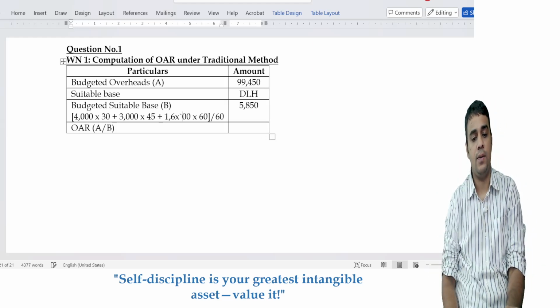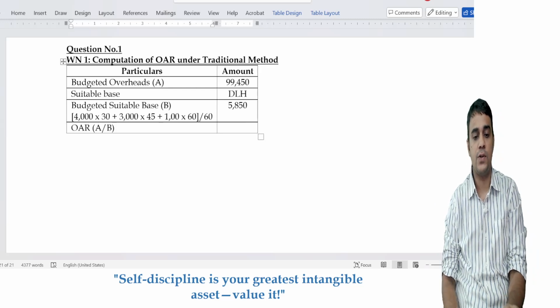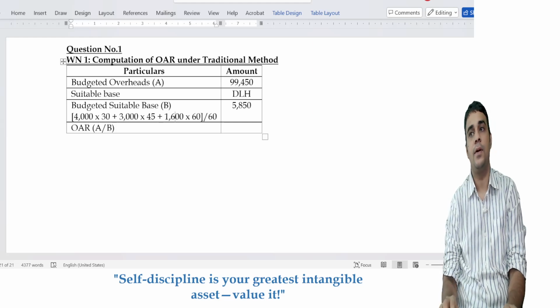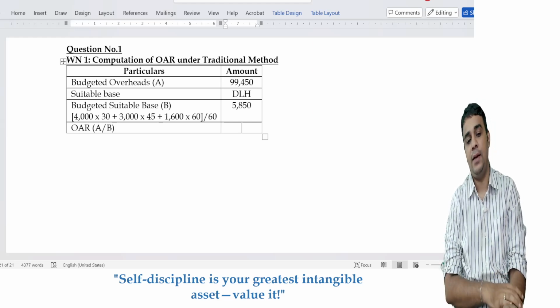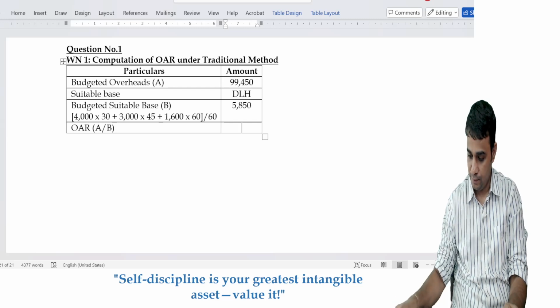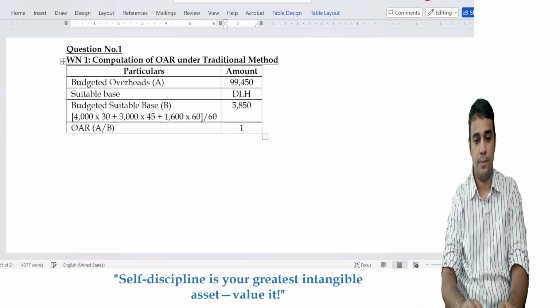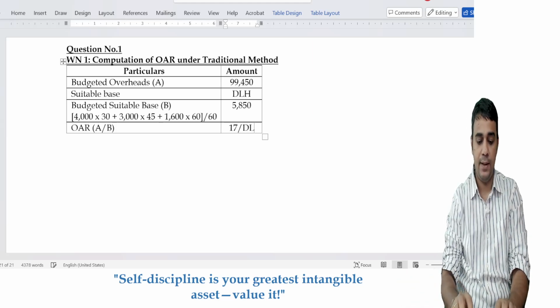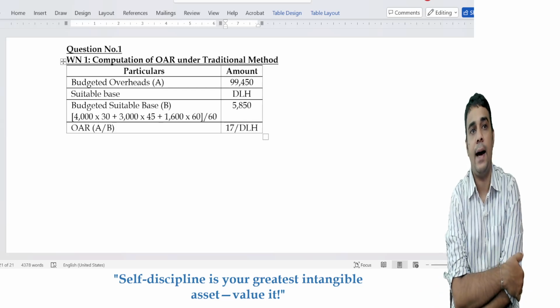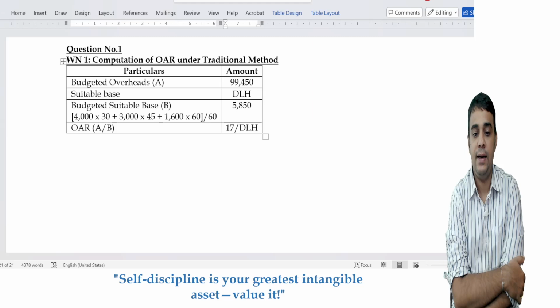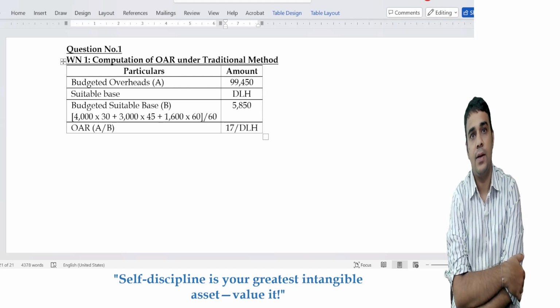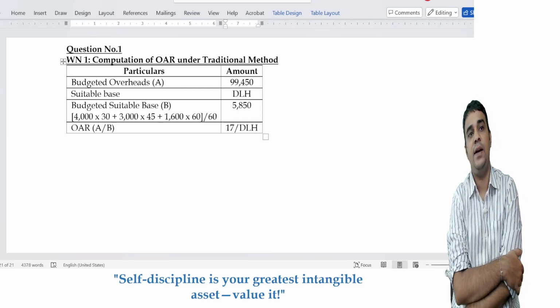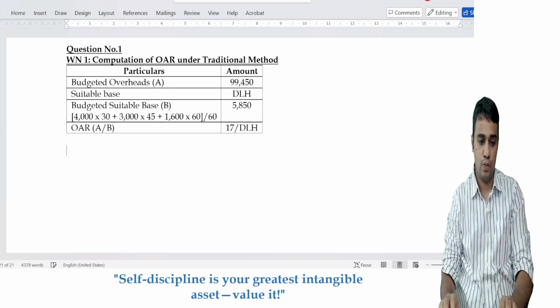4,000 into 30, 3,000 into 45, 1,600 into 60. Divide A by B, 99,450 by 5,850. 17 per direct labor hour. This is the OAR under the traditional method. Under traditional, 17 rupees per direct labor hour. Any doubts on this? Working note 2.